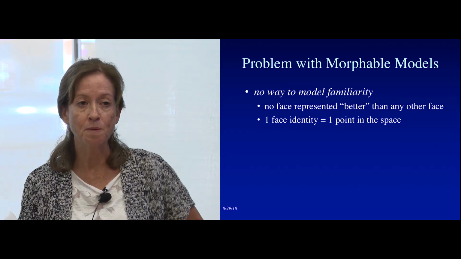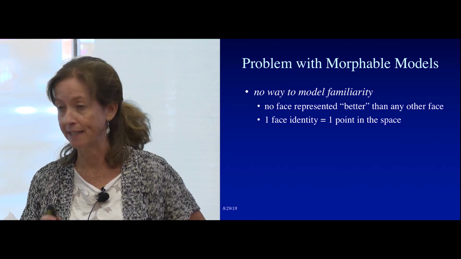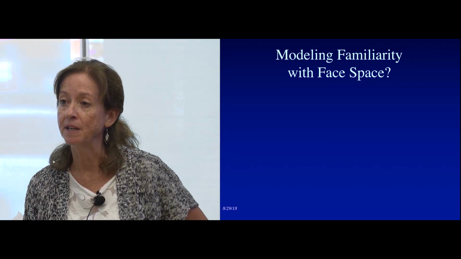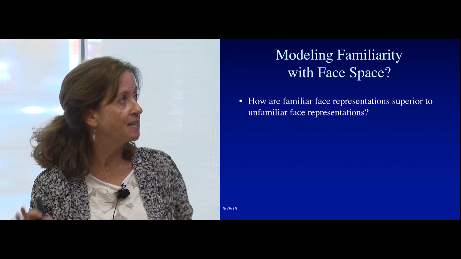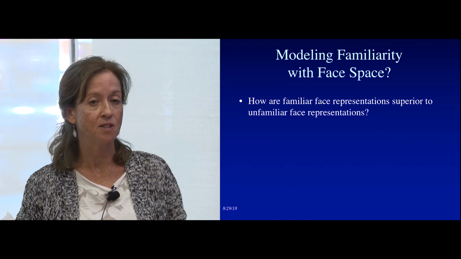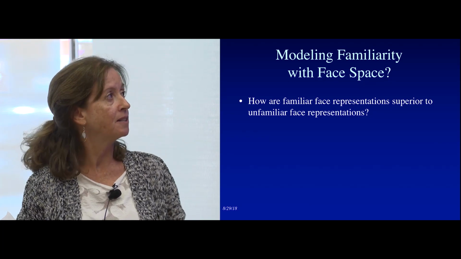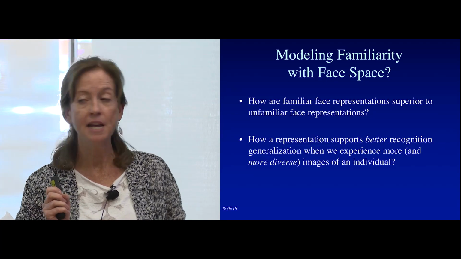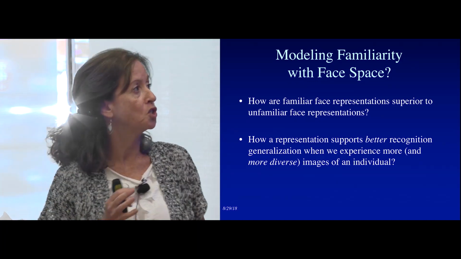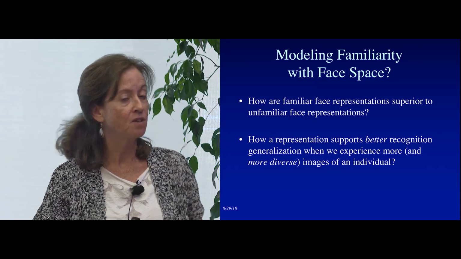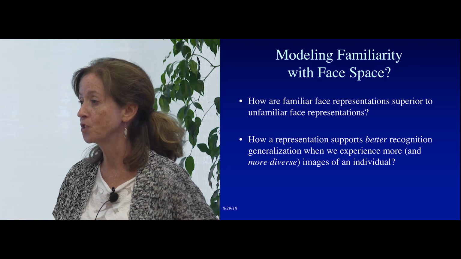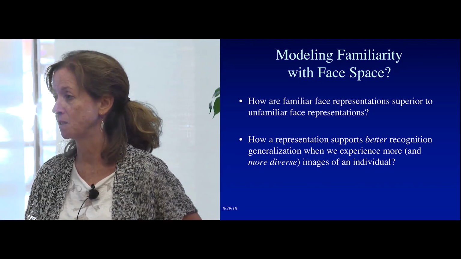One face is one point in the space, and that's it. So if you think about what you would need to model familiarity with a face space, let's just put these 2 things forward. You would want to be able to say how familiar face representations are somehow superior to unfamiliar face representations. And once you do that, it would be nice to know how a representation would support better recognition generalization when we experience more and more diverse versions of the person as we get to know them.